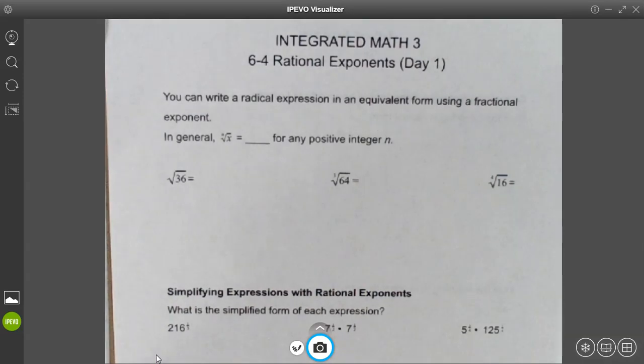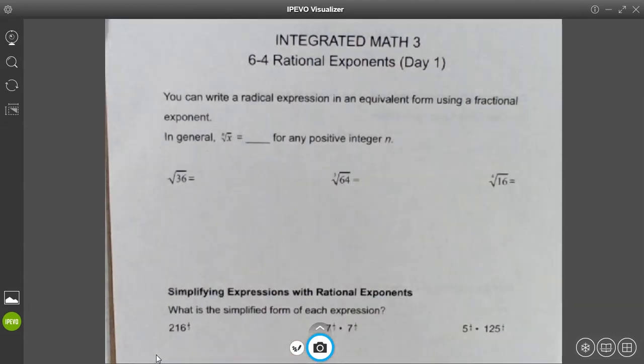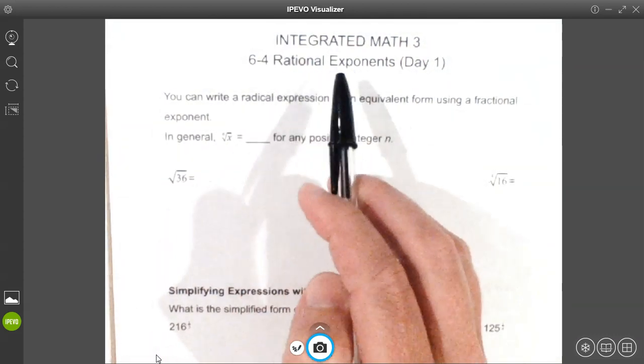Hey guys, starting to take a look here at what's going to be the final section that we look at this year. And we are going to split it up into 2 days here. So this should take us through the end of the week and through the end of the year then. So we're looking at 6.4, this idea of rational exponents, so fractional exponents.